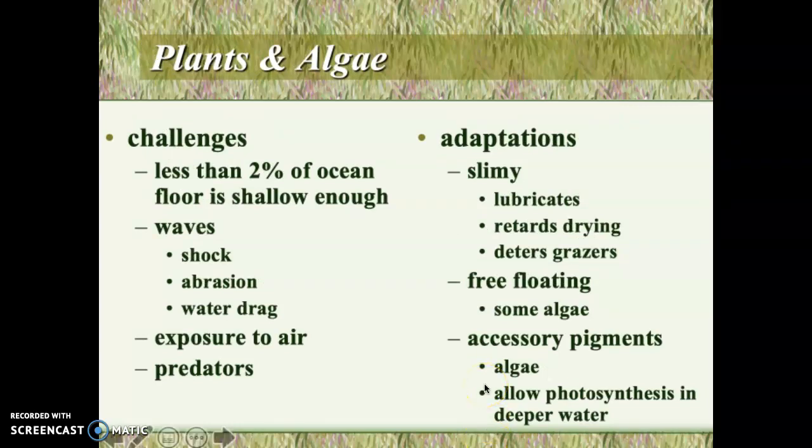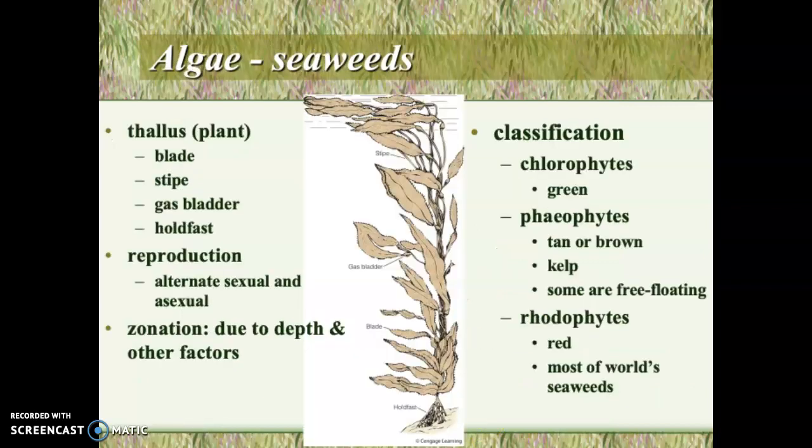Now the challenges for these large organisms, because they're near the surface, they're exposed to wave action and they're potentially exposed to the air and predators that live near the surface or near the coast. And so that's why many of these organisms are very slippery or slimy when you touch them, because it not only lubricates them as the water moves around them, but it retards drying and deters grazers.